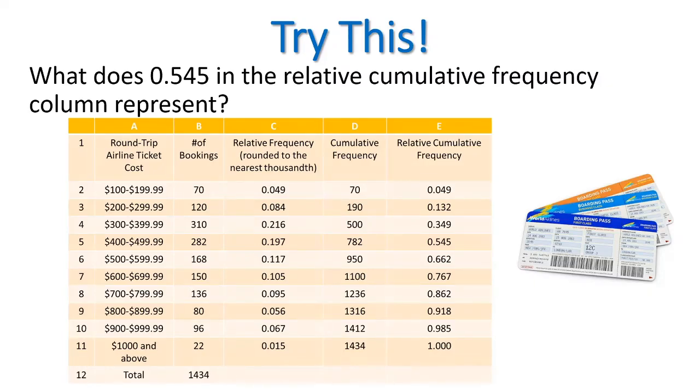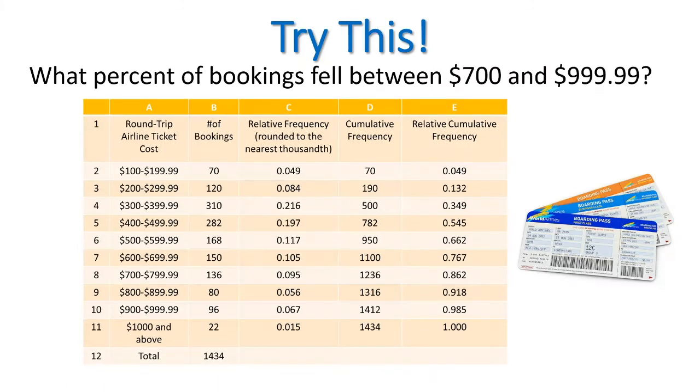All right, let's try this. What does 0.545 in the relative cumulative frequency column represent? Take a look, give it a try. Here's another one. Try this. What percent of bookings fell between $700 and $999.99? Be careful here. It does say between and not below. Give it a try.